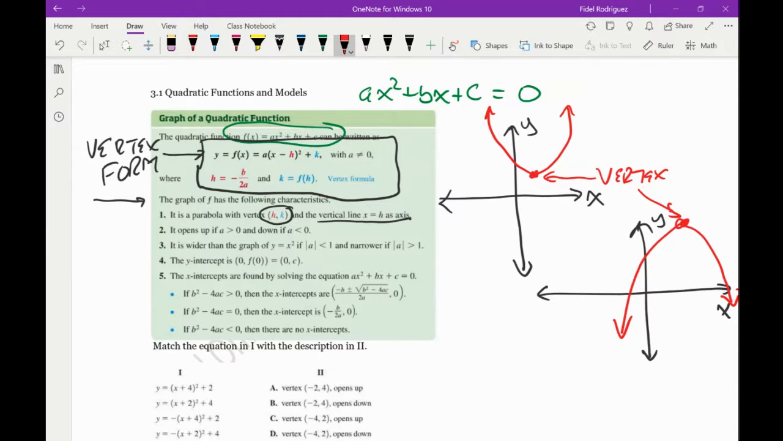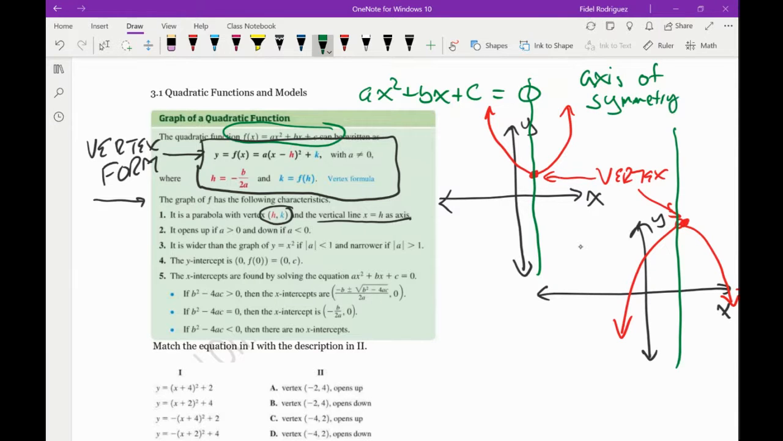Then there's something called the vertical line x equals h. They call that the axis. What they're referring to is the line that cuts the graph right in half. So we call this here the axis. A lot of times we call it the axis of symmetry, and it's the line that cuts the graph directly in half.